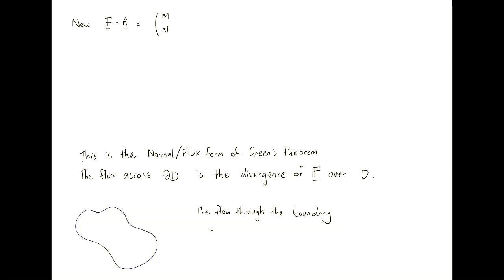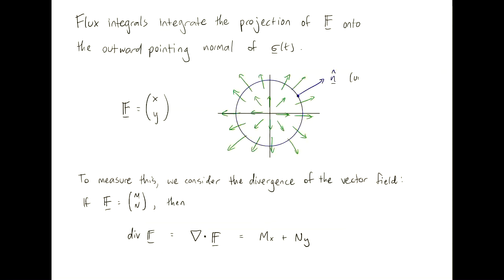We take our vector field, M N, and we project it in the normal direction, y dashed, minus x dashed. I'm just going to assume that this is a unit vector to make our life easier.